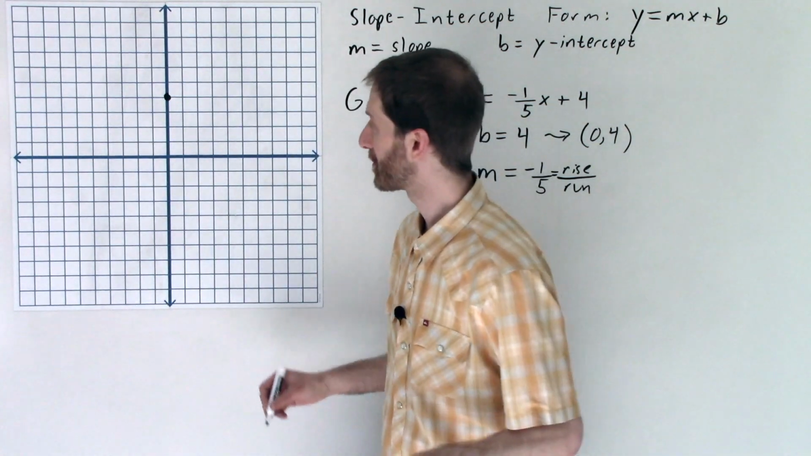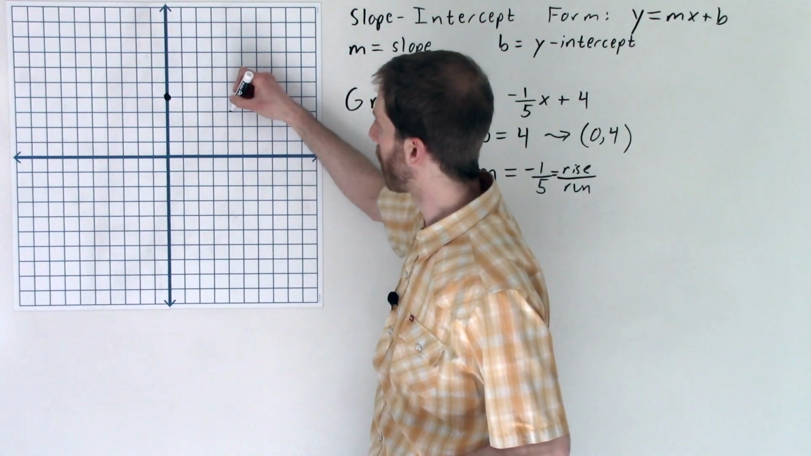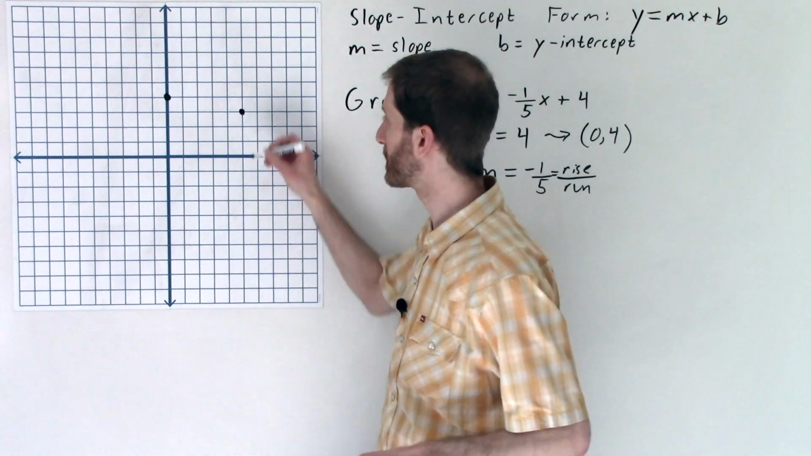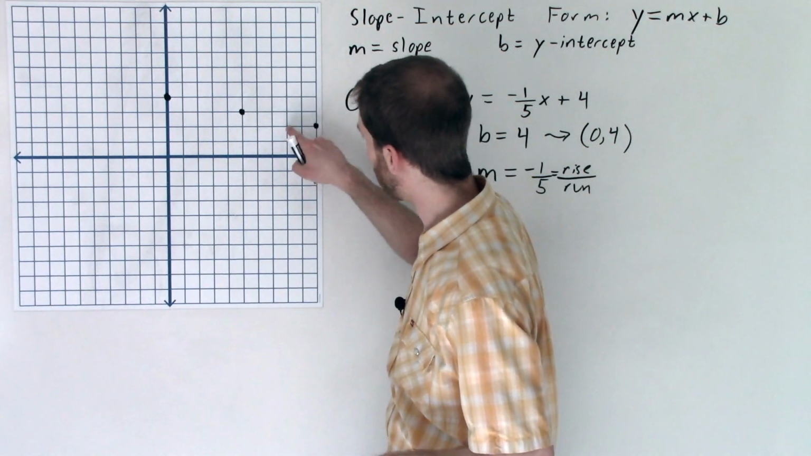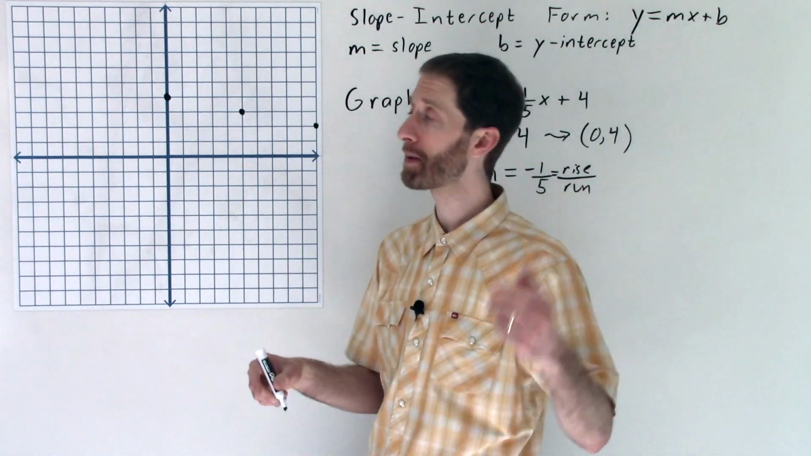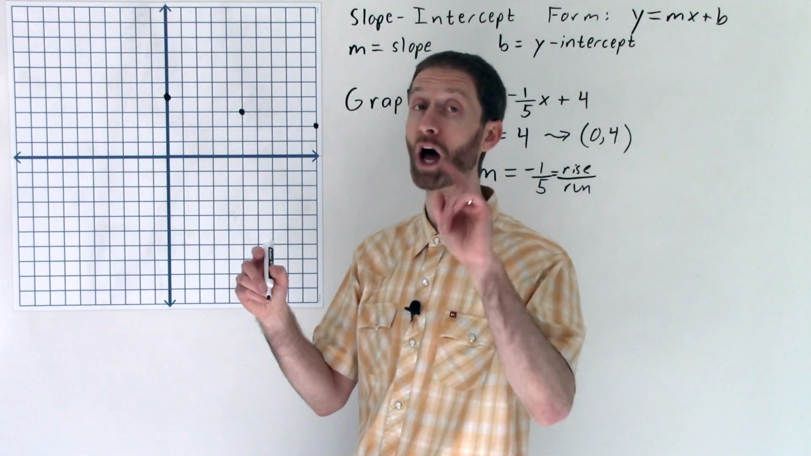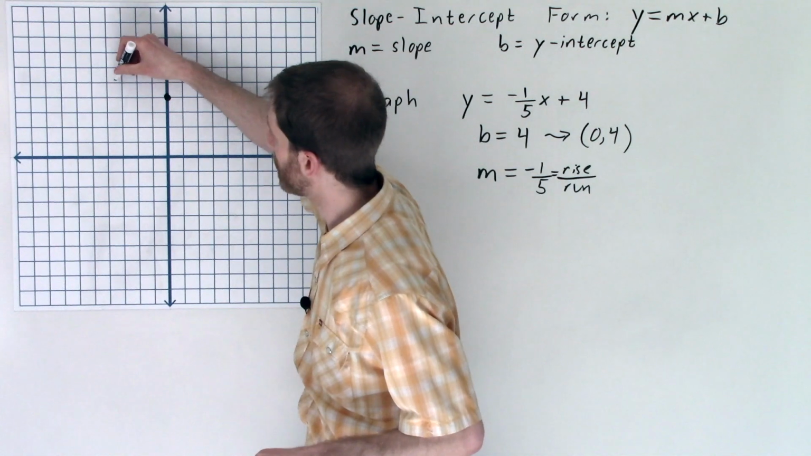Let's do it. So now I'm going to go down 1, right 1, 2, 3, 4, 5. Beautiful. And let's do one more point on the right side. Down 1, over 1, 2, 3, 4, 5. Beautiful. And now we'll go in the opposite direction, maybe one more point. So instead of going down 1, right 5, we'll go the opposite, which would be up 1, left 5. Up 1, over 1, 2, 3, 4, 5.